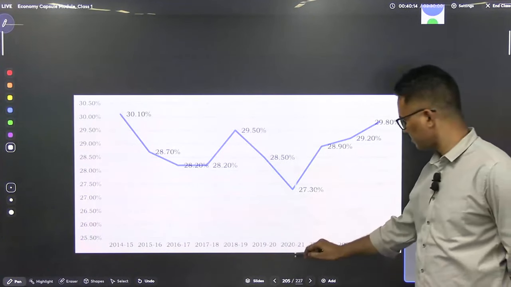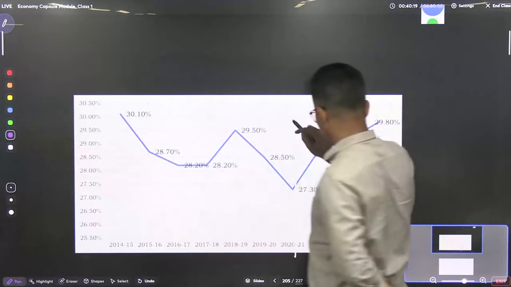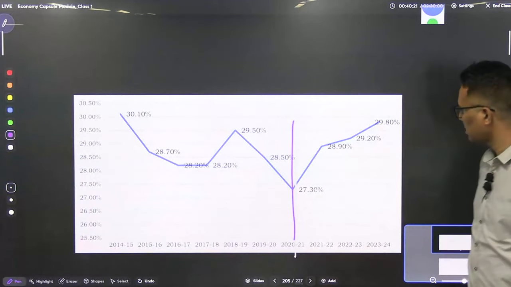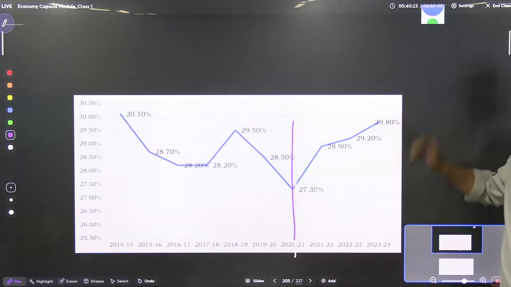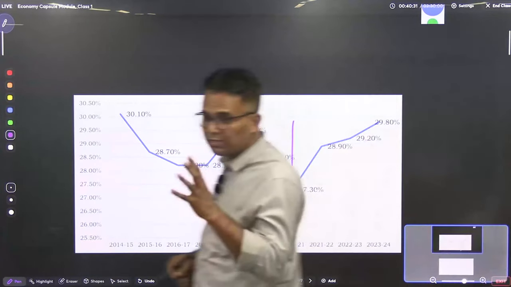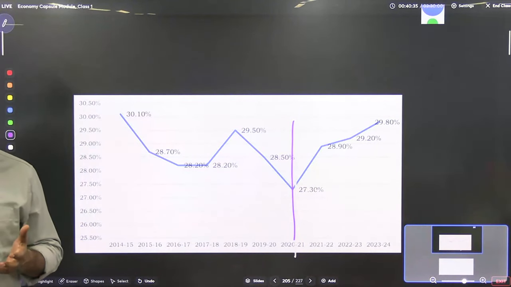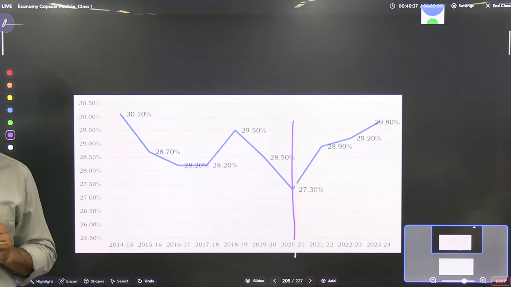This is COVID year. Right now, approximately 30%, I said. Fluctuate karta hai. We try to understand, I am talking about percentage.